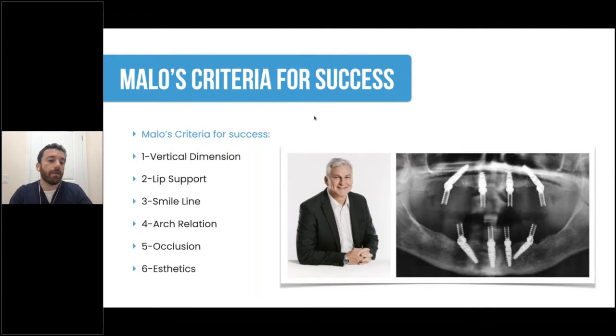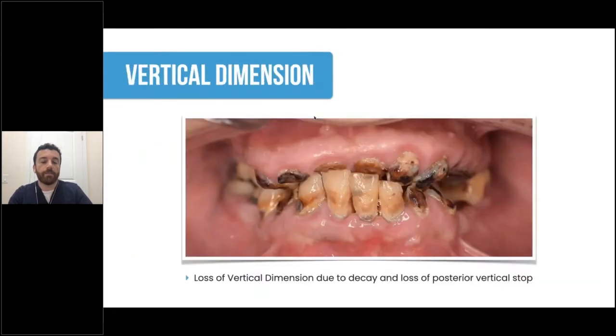So his criteria for success list basically goes through the vertical dimension of the patient, lip support for the patient, smile line for the patient, including arch relation, occlusion, and aesthetics. So when you have a patient that comes in like this, you can know right away that there's a loss of vertical dimension. And it can be either from decay, it can be from loss of the posterior vertical stop. And we need to plan the case for success by approaching it in a traditional, basically a denture patient, in order to develop the case from the prosthetic point backward.